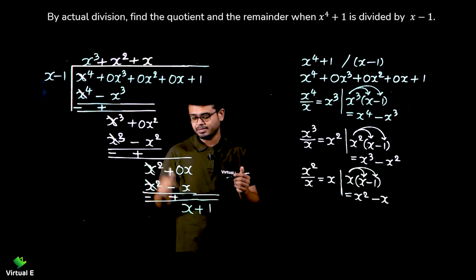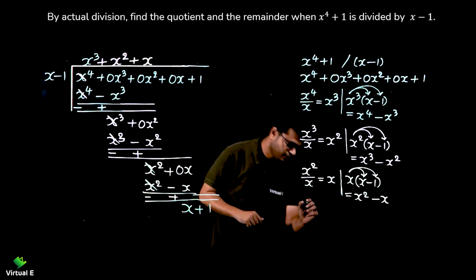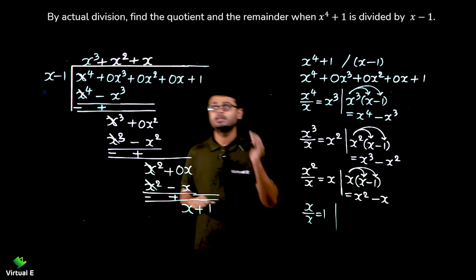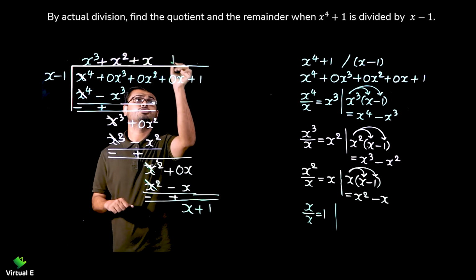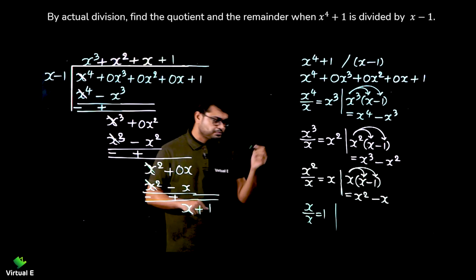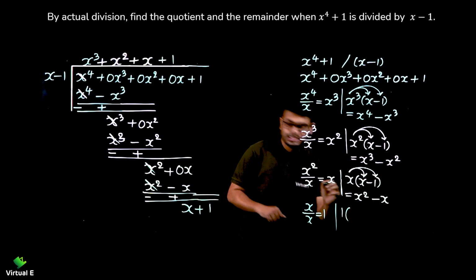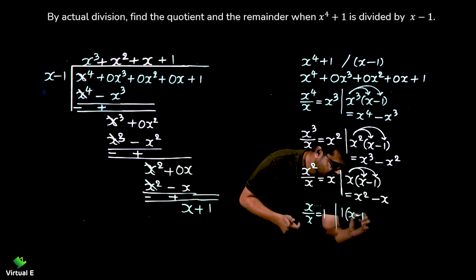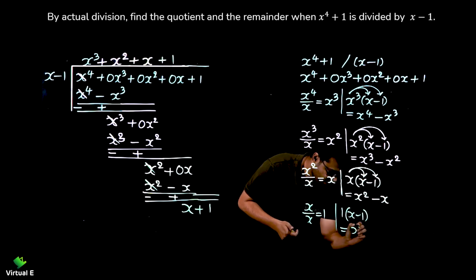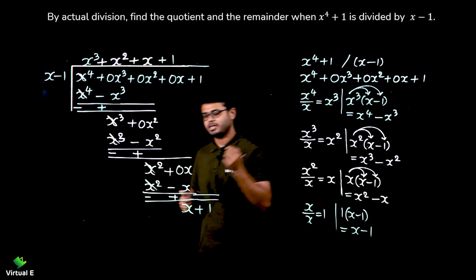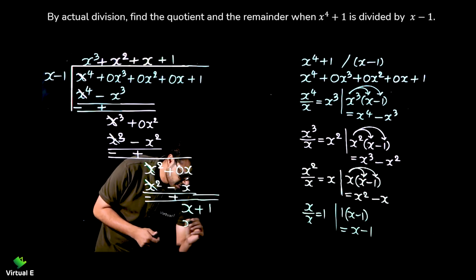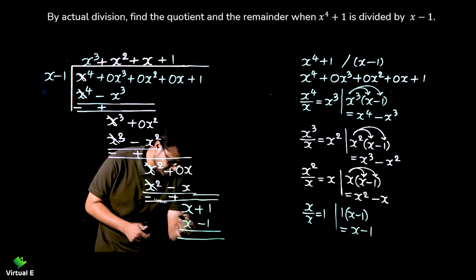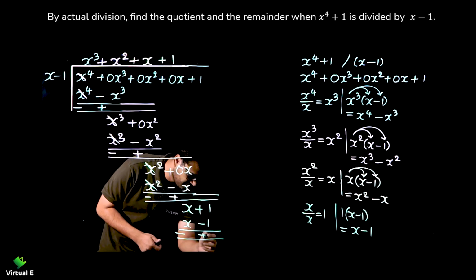Again, let's repeat the step, x and x. In this case, x by x will give you 1 only. Now this 1 needs to be written where? Into the quotient. So plus 1. Now that same 1 I will be multiplying with the divisor. Simple step, we are just repeating the same step again and again. Anything multiplied by 1 remains as it is. So here it is x minus 1. Now let's change the sign. Plus will become minus, minus will become plus.